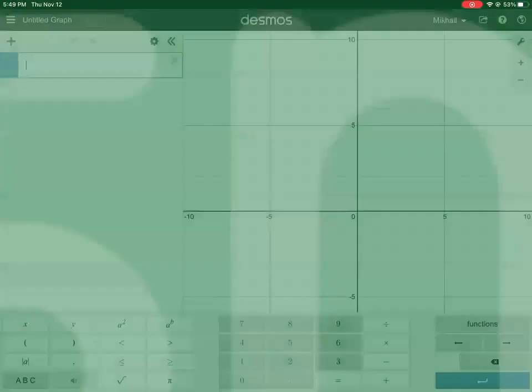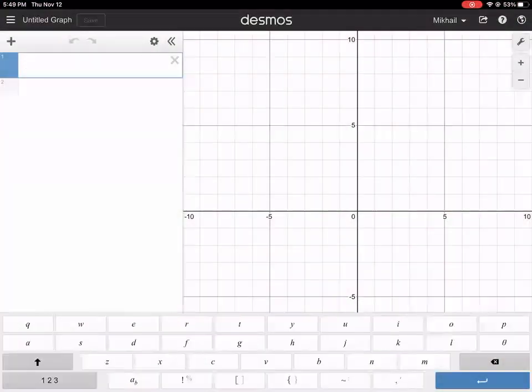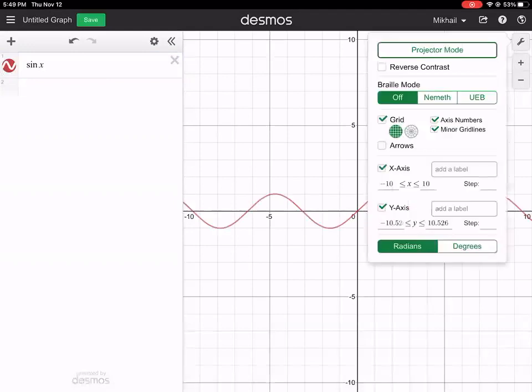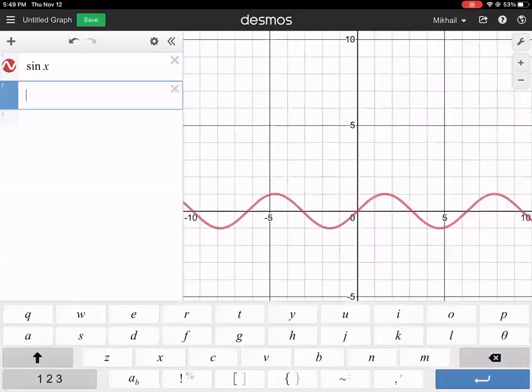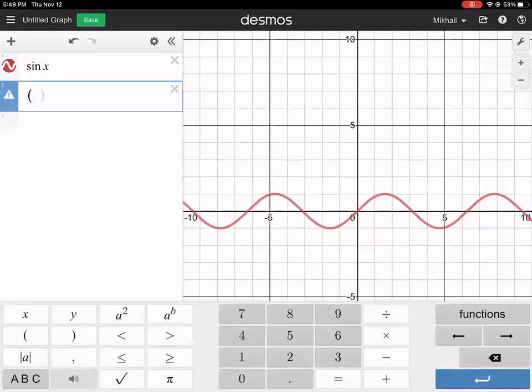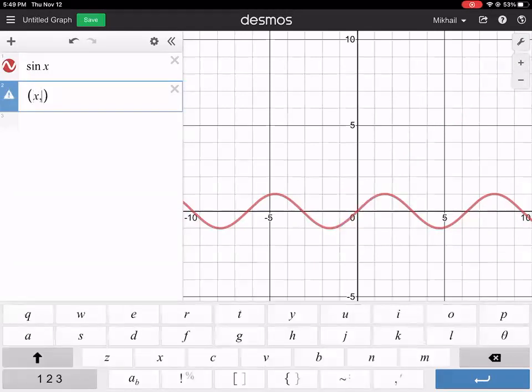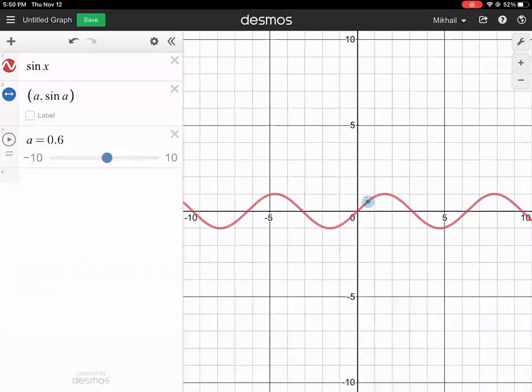In fact, if we go to Desmos and graph y equals sine x, this is what it's going to look like. And if we put a point, let's call this x comma sine x, maybe a. If I move this point around, you see how it moves around the sine curve.